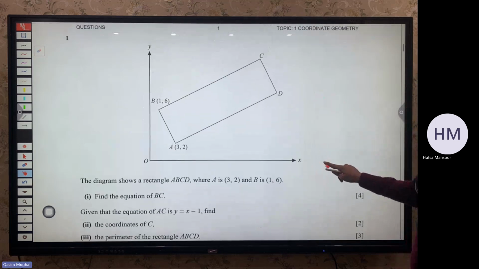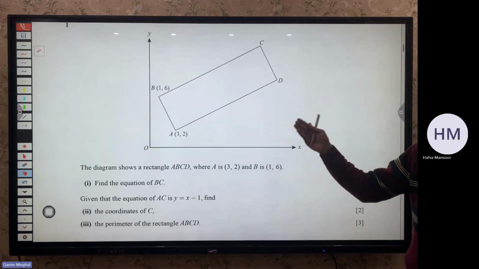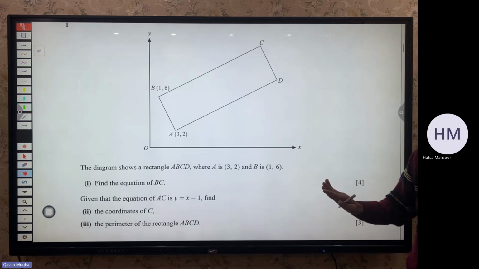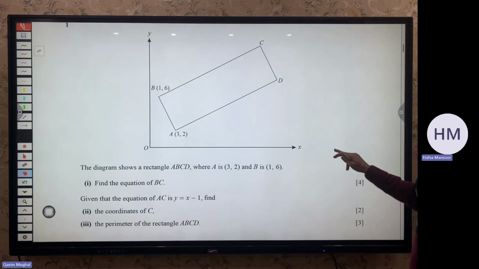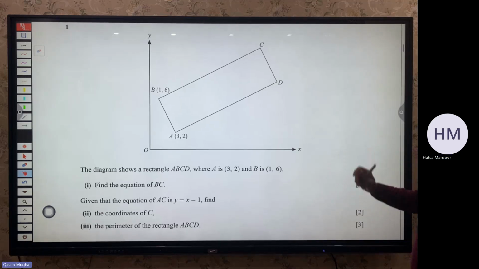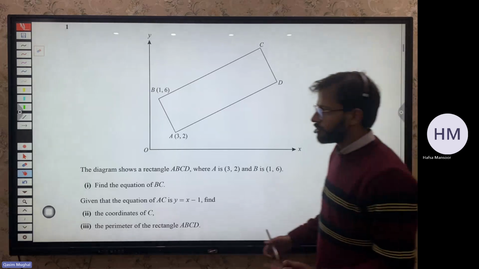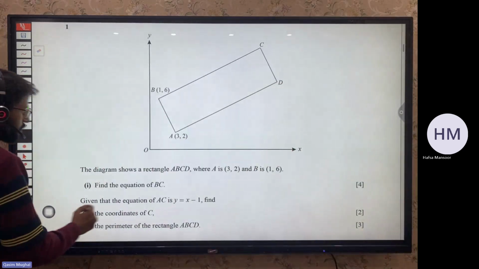So here's a question. The diagram. Do you want me to quickly go through the notes, or are you fine with it? Okay. It's okay, sir. All right. The diagram shows a rectangle ABCD. Okay, now these are the keywords, and they are very important.